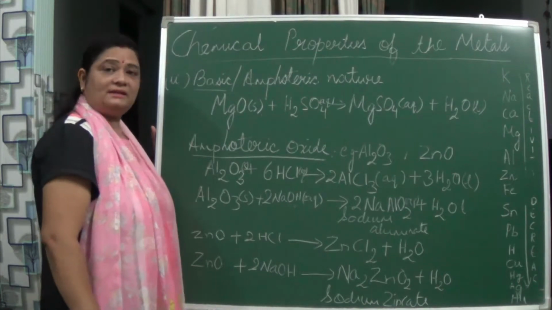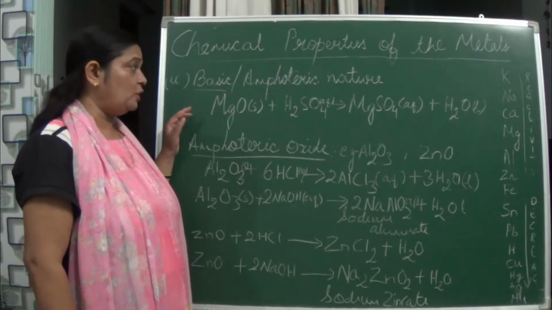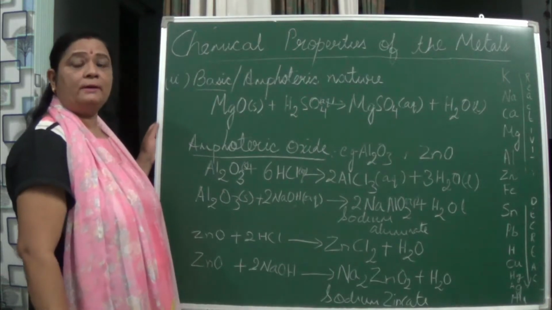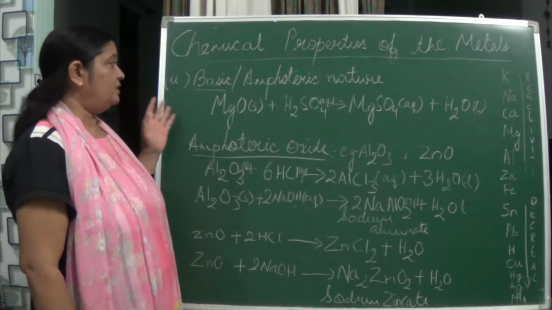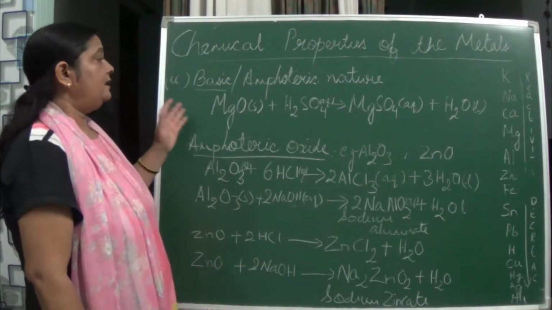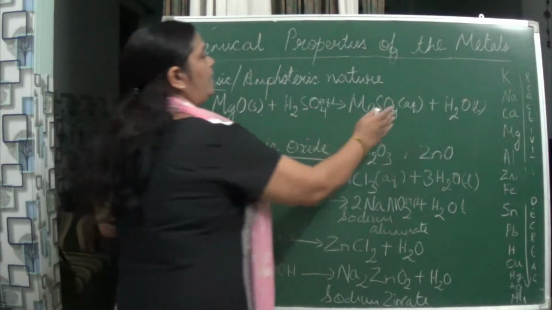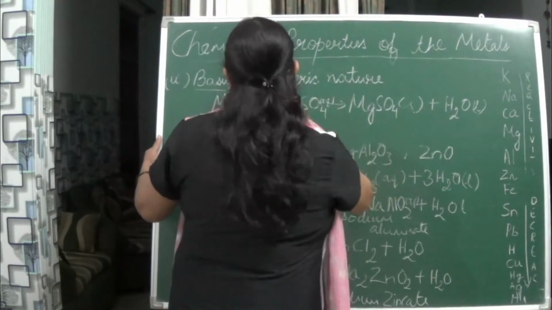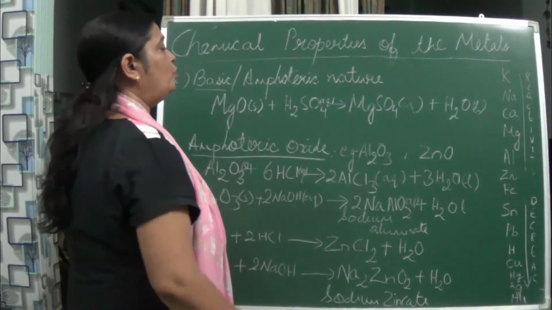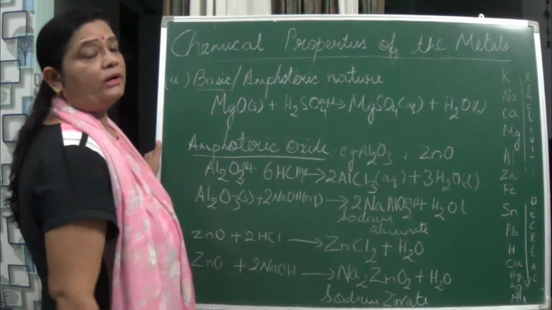What happens when a base reacts with an acid? Neutralization reaction takes place. We have studied in acids, bases and salts, and their corresponding salts are formed, and you get what? Water. So here also a neutralization reaction can take place when we are taking metallic oxides. They are basic in nature. They react with the acid to form the salt and water. So in this we are getting magnesium oxide reacting with H2SO4 to form what? Magnesium sulfate plus water.